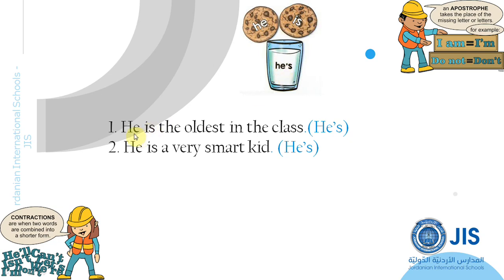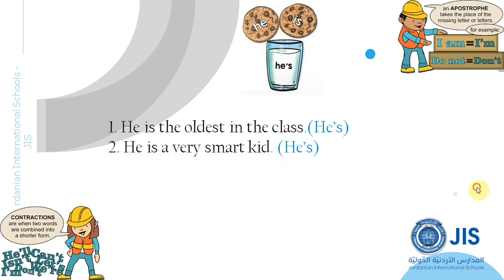Let's see the examples here. He is the oldest in the class. When I combine he plus is together, I come up with he's. So I say he's the oldest in the class. Number 2. He is a very smart kid. When I want to join these two words together and make them one family, what do I do? I remove the I and I put an apostrophe instead, and I say he's. So it becomes he's a very smart kid.